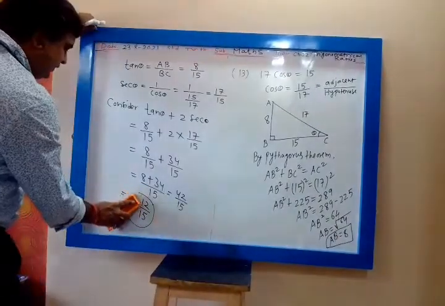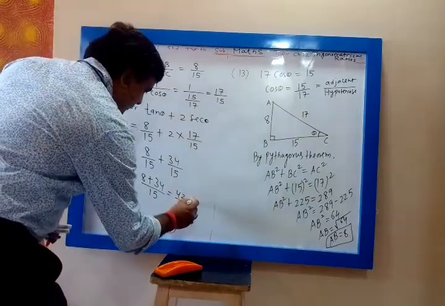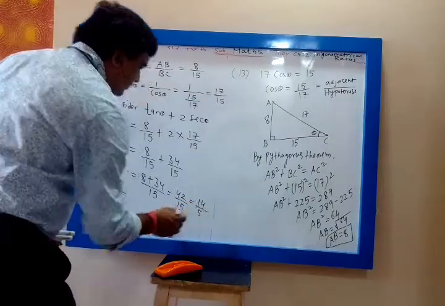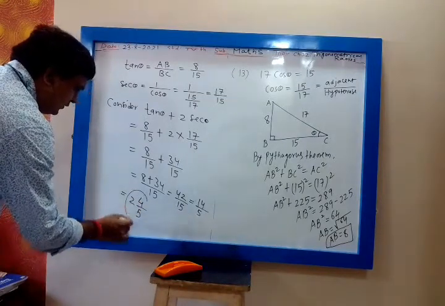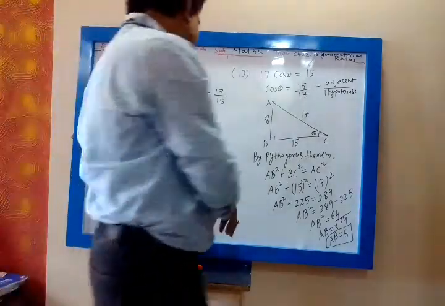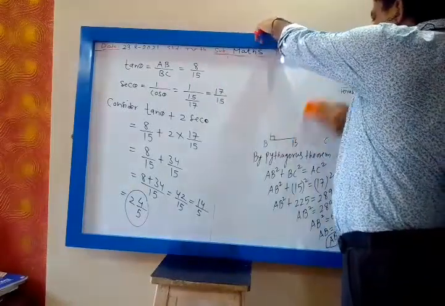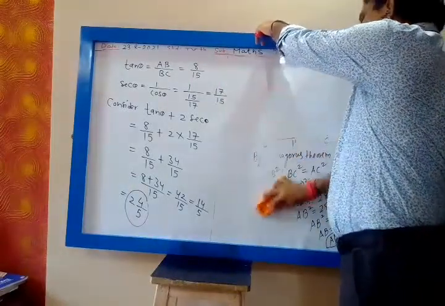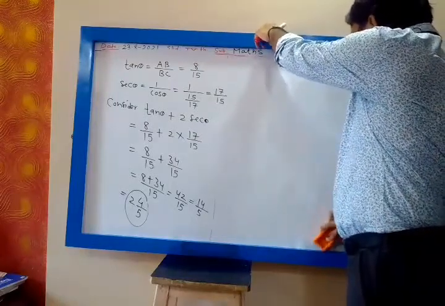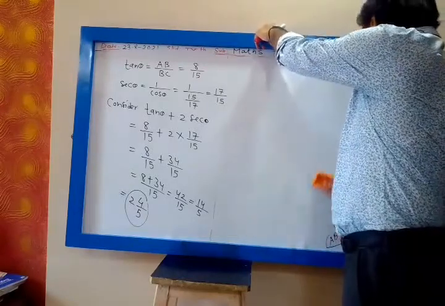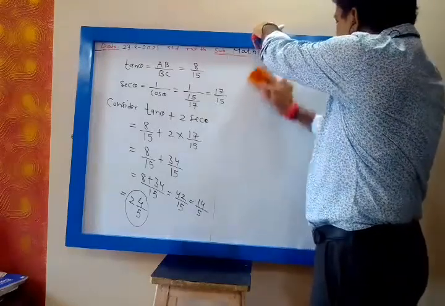This you can write as 14 by 5. 14 3s are 42, 5 3s are 15. So this is 2 and 4 by 5. Yes, correct. So 2 and 4 by 5 is the answer. In examination, it may be given as 42 upon 15 or 2 and 4 by 5. Both are the same answer. If it is given as 2 and 4 by 5, that means we have converted the improper fraction into a mixed fraction by the division method.